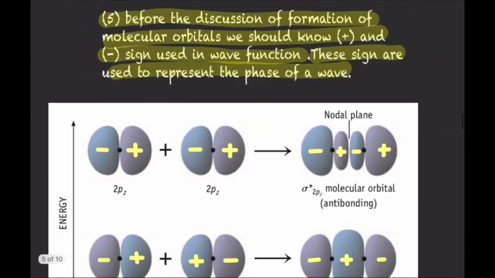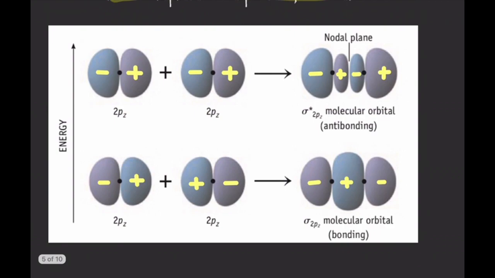For example, there is a formation of two molecular orbitals with the help of atomic orbitals. So there is a head-on collision of two pure atomic orbitals. Here this is the 2pz atomic orbital of an atom, and this 2pz atomic orbital is going to combine with another 2pz atomic orbital of another atom. So these two atomic orbitals are of two different atoms.